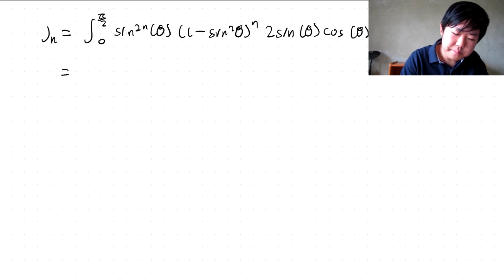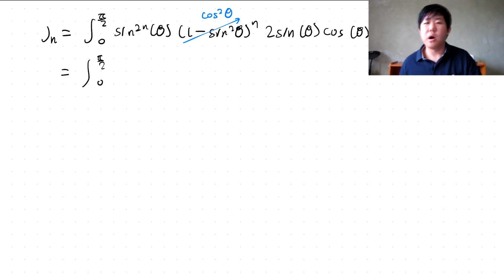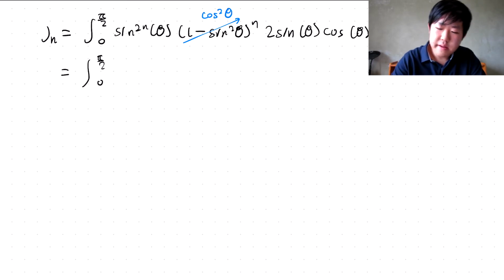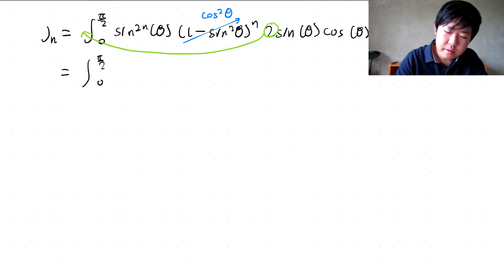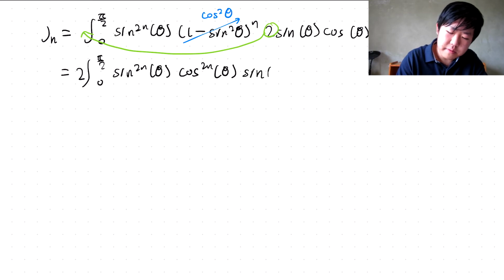Here is going to be pi over 2, 0. And then here, I'm going to simplify this into cos squared theta by using the identities. And then I'm going to move this 2 to the front. That's going to be 2 sine 2n theta cos 2n theta. And then sine theta cos theta d theta, like that.